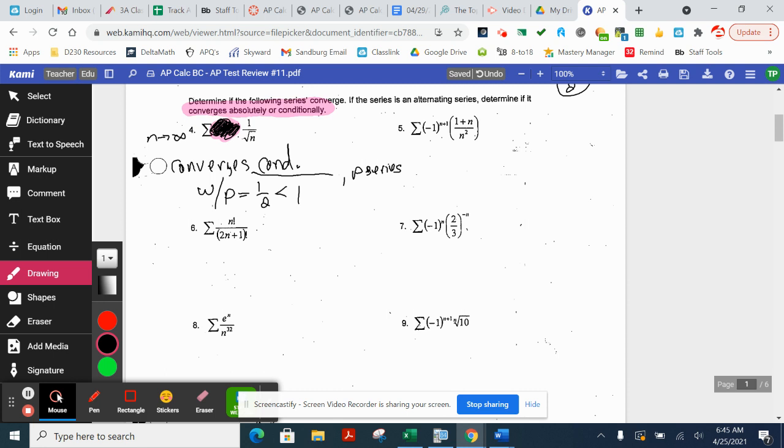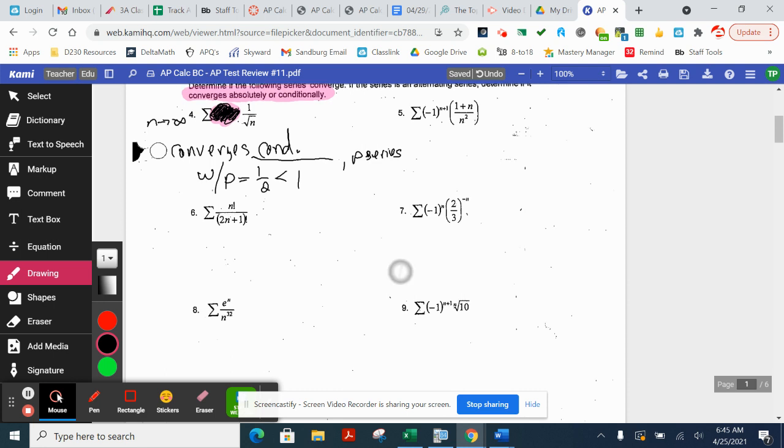Number 6 I want to do, just so we review the factorial idea.